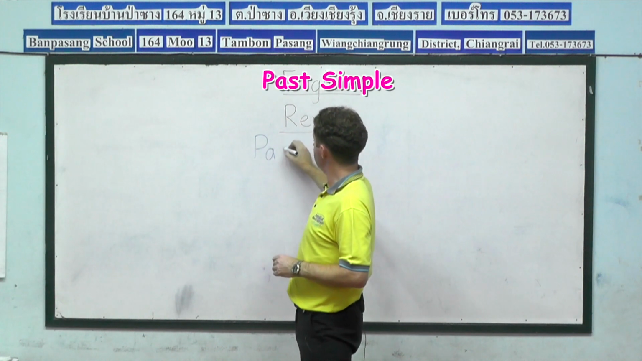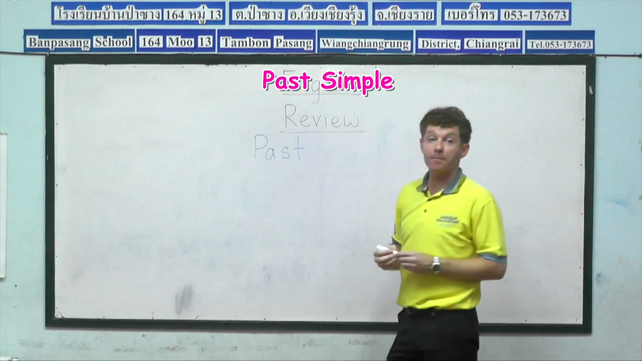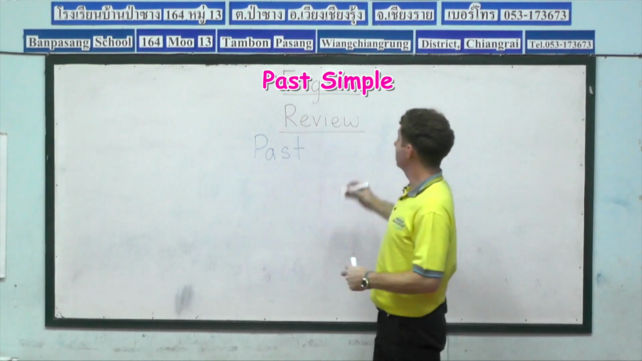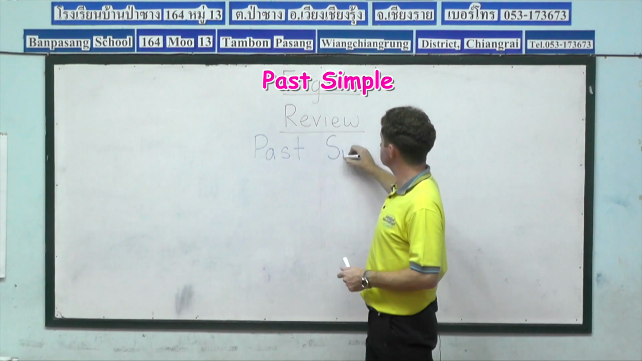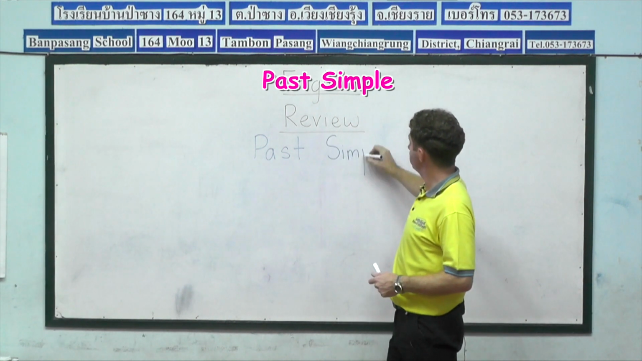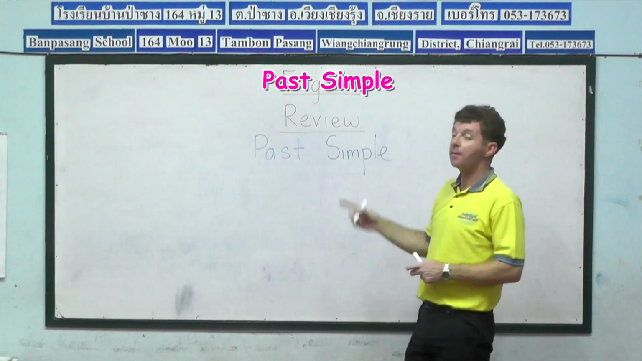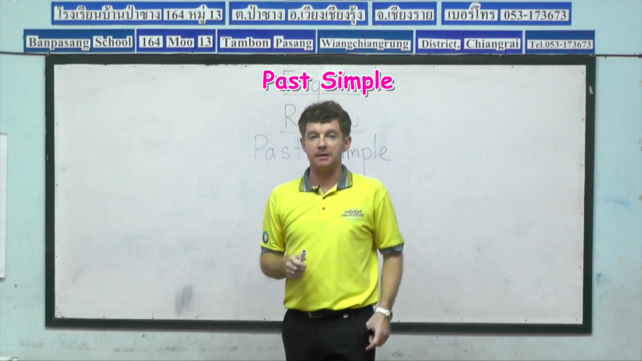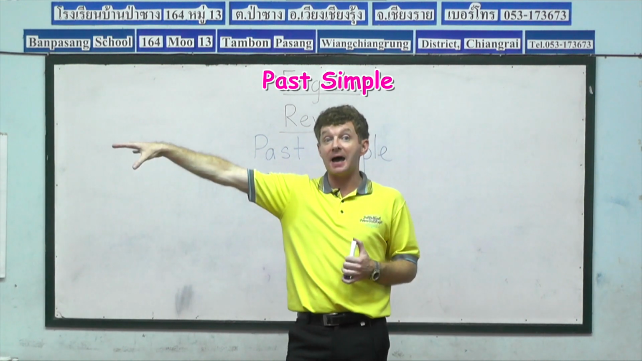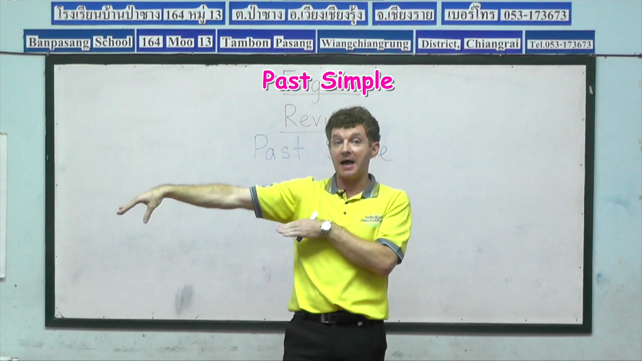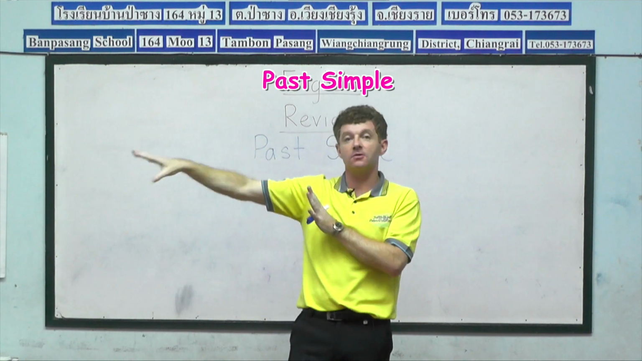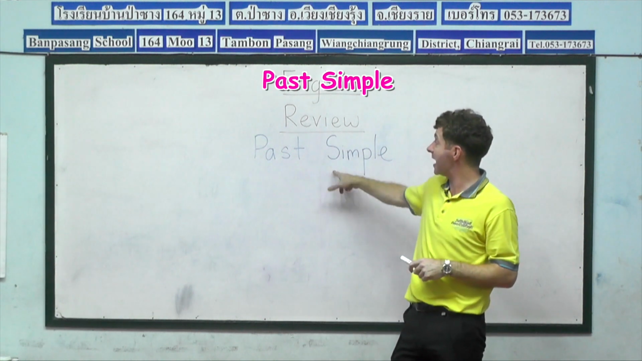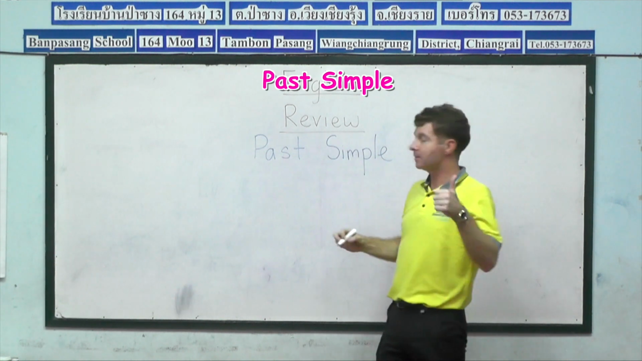P-A-S-T. Past. for past tense. And simple, S-I-M-P-L-E. Past simple. Now what past simple tense means is that it began in the past and it finished in the past too. The complete action belongs in the past. So one more time, guys. Past simple. Brilliant.